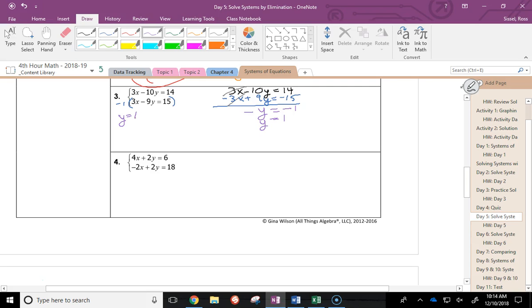Alright, Haley, how am I going to solve for x? You're going to put the y in. Good. I'm going to substitute that 1 for y. Which equation should we use?